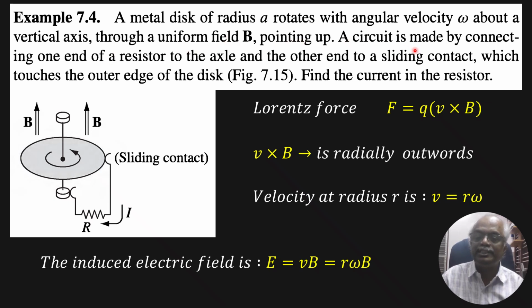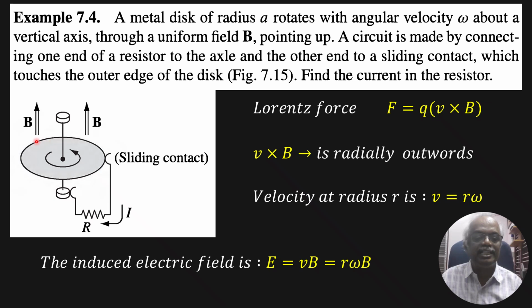A circuit is made by connecting one end of the resistor to the axle like this, and the other end is a sliding contact. This is the sliding contact, which touches the outer edge of the disc, as shown in Figure 7.15. Find the current in the resistance. That is our ultimate task.